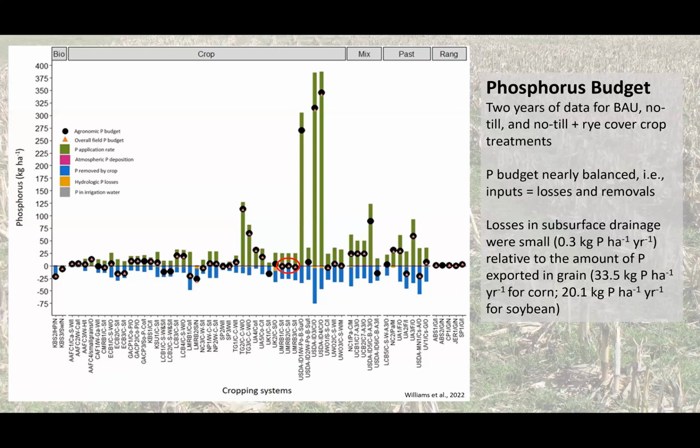So there wasn't much. The losses in the subsurface drainage for our plots were about 0.3 kilograms of phosphorus per hectare per year. So those numbers are really small compared to how much was exported into grain. So the corn grain exported about 33.5 kilograms of P per hectare, and the soybean about 20.1. So the 0.3 kilograms is very little. What effect that has on water quality, that's a different beast there. So we'll have to monitor that, because obviously from a farming standpoint, 0.3 kilograms per hectare per year is nothing. But maybe from a water quality standpoint, it will have an effect.